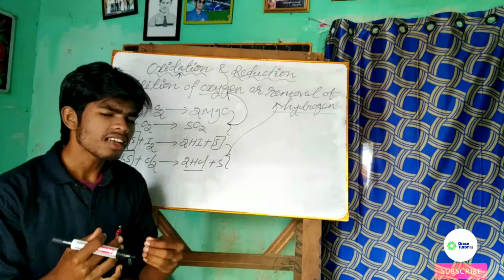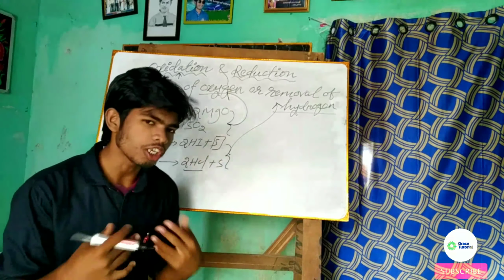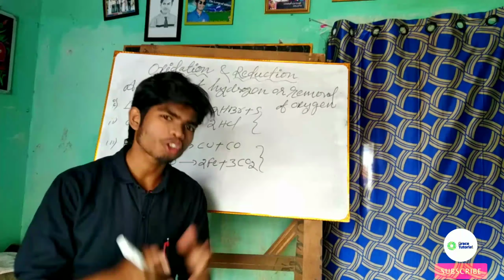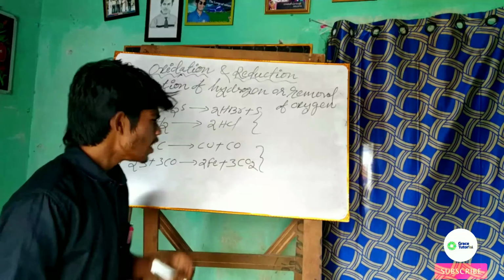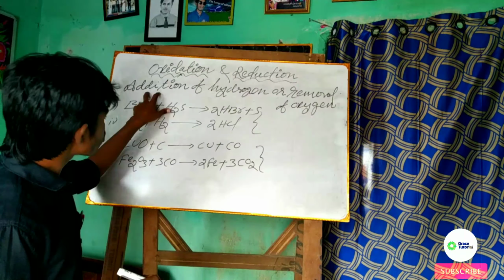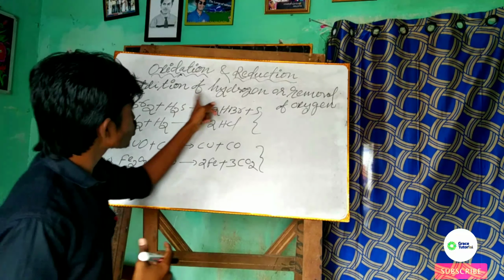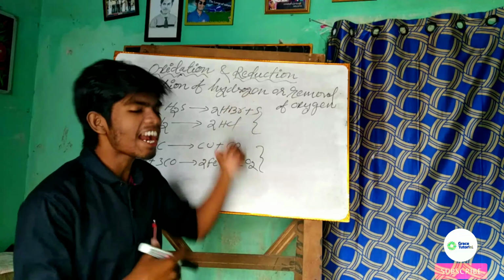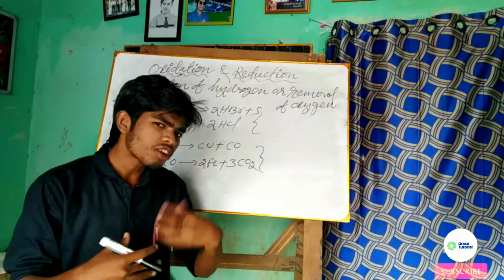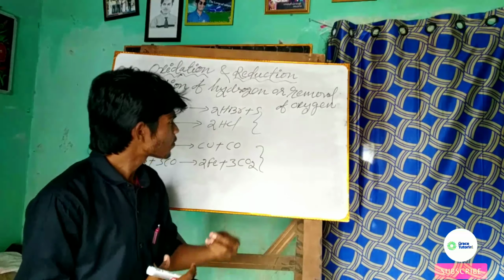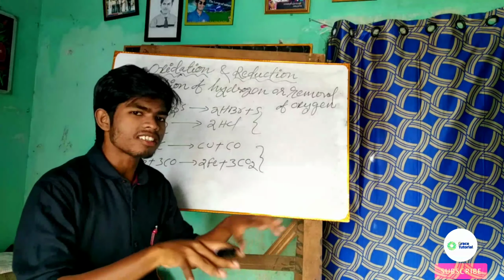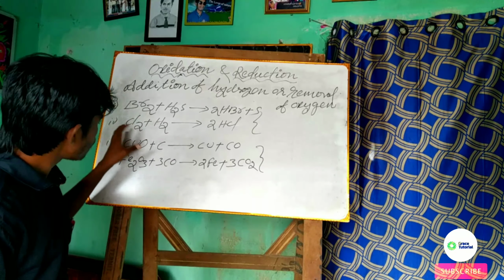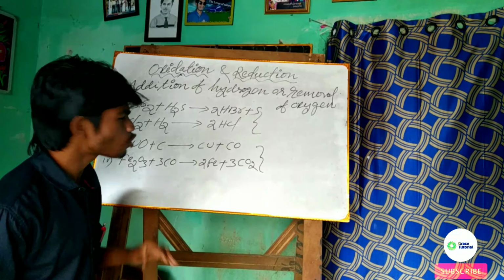Now let us discuss the next one, that is reduction. Let me give you the definition of reduction. So what is reduction? Reduction means the process which involves the addition of hydrogen or removal of oxygen. That means addition of hydrogen to a substance or removal of oxygen from that substance is basically called reduction. So let me give you a few examples of reduction so that you can get it very easily.